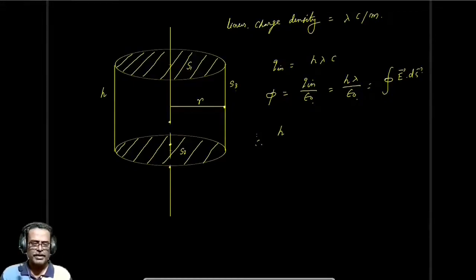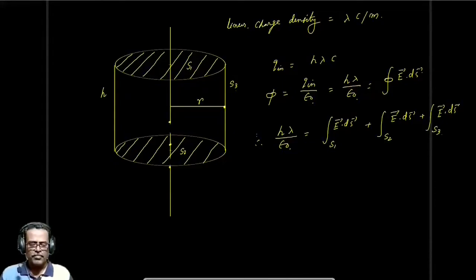Therefore, h lambda by epsilon 0 is equal to the integral of E dot ds over surface 1, plus E dot ds over surface 2, plus E dot ds over surface 3. Now, the direction of the surface S1 is along the normal to the surface, that is in this direction, and we know that at every point the direction of the field is along this direction. So the direction S1 cap is along this direction and the direction of E along this direction. Both are perpendicular to each other.